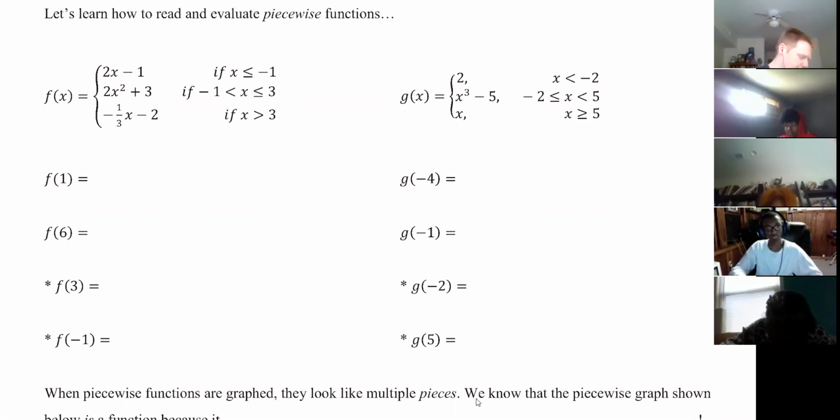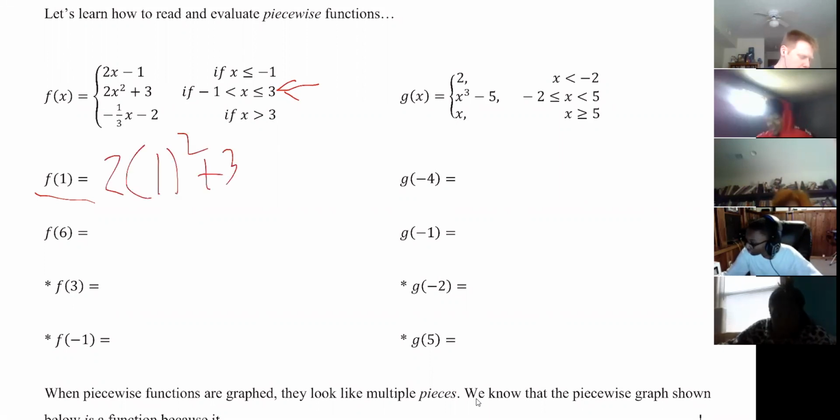So for example, f of 1. Well, 1 would fall between -1 and 3. So we're actually looking at this middle function. So I would just plug it into 2x squared plus 3, and that would just be 5.